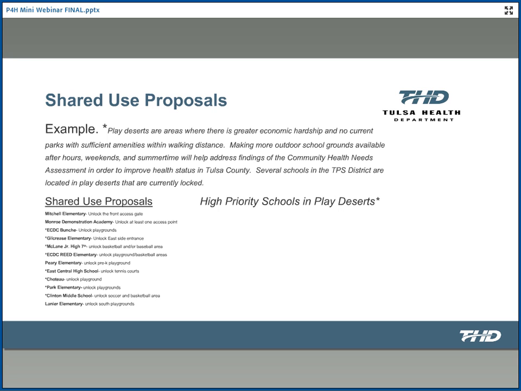And so, as we had done the survey and the audits and everything, we wanted to communicate to the school districts about play deserts in our proposals. So here's an example of doing shared use proposals, where we listed out all the schools that we would like to have designated as shared use, and highlighted the ones that are priority, that need to be available to the community.